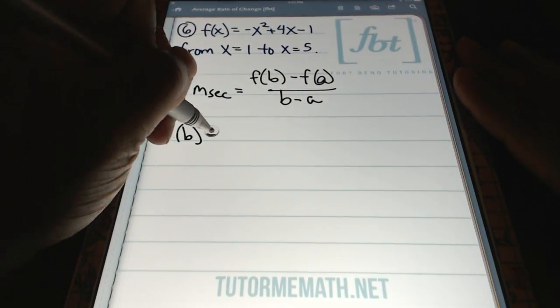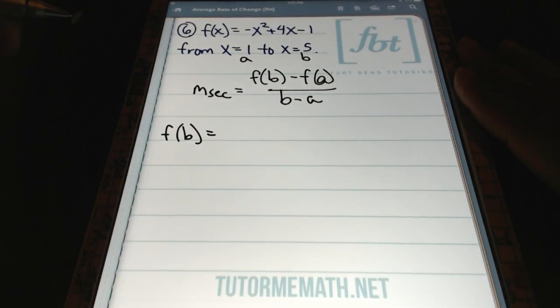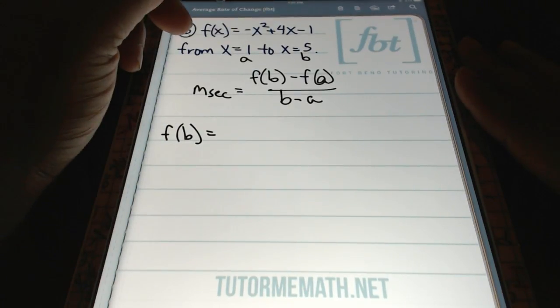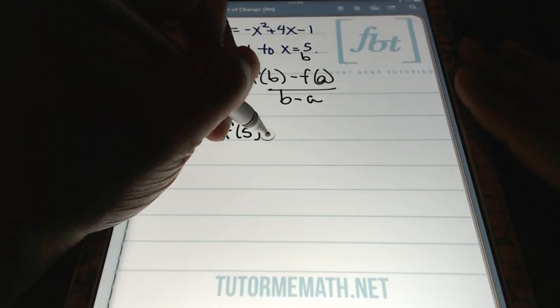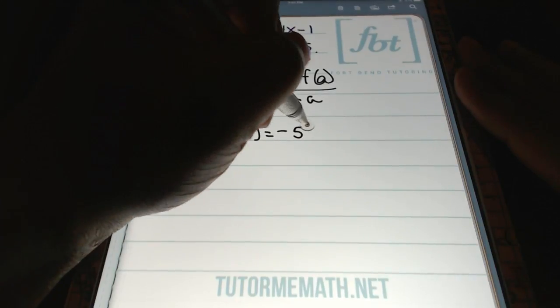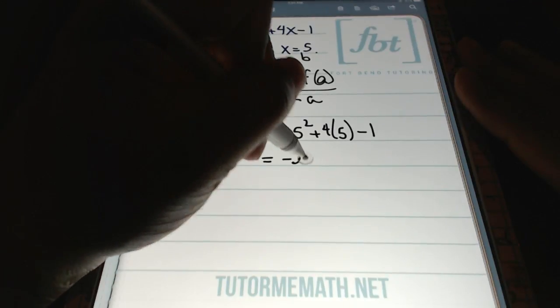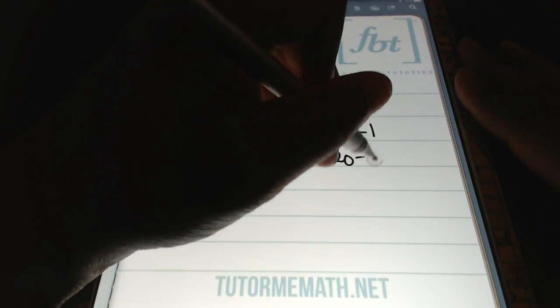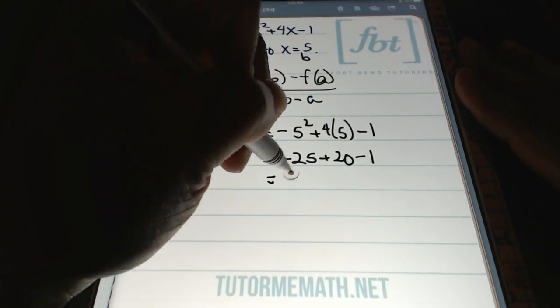All right, and our f of a value. Our b value is 5 in this case. The a value is 1. Remember that the first value they give you in ascending order is going to be your a value, whereas the last value is going to be the b value. So plugging this information in, we'll have to plug in 5. So you'll have the opposite of 5 squared plus 4 times 5 minus 1. This gives you negative 25 plus 20 minus 1. Simplifying this, you'll end up with negative 5 minus 1, which gives you negative 6.